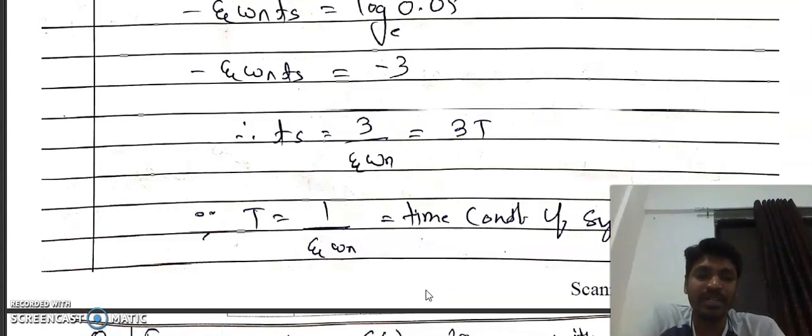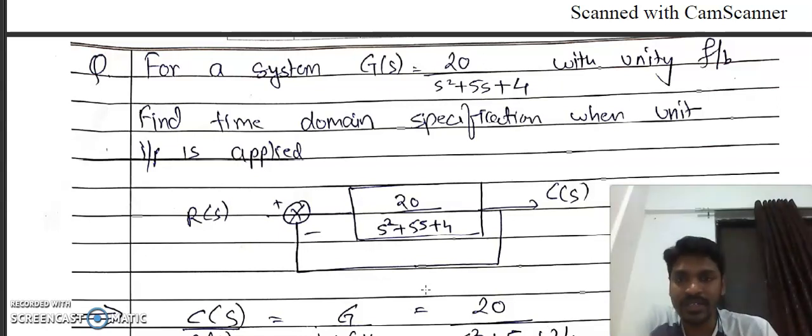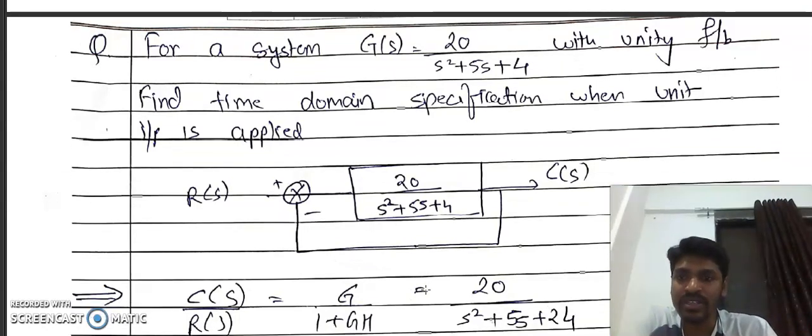So these are the overall parameters. Now how many parameters have we seen? First we have seen rise time, second was delay time, third was peak time TP, then it was MP, and fifth we have seen settling time. So let us solve a numerical based on this time domain analysis of second order system.